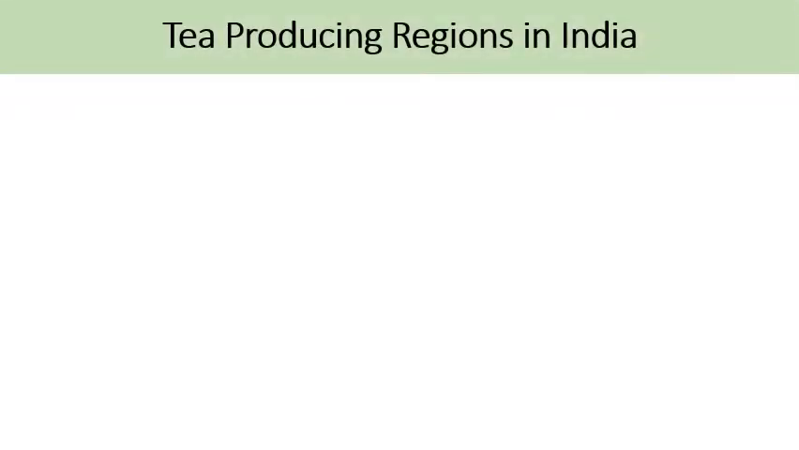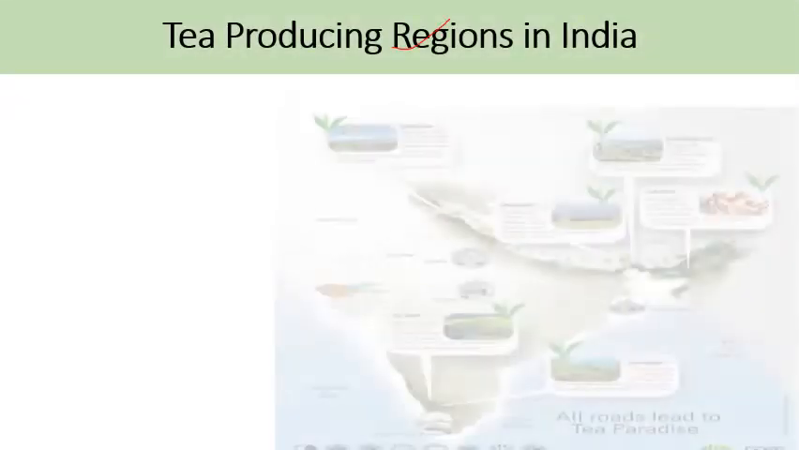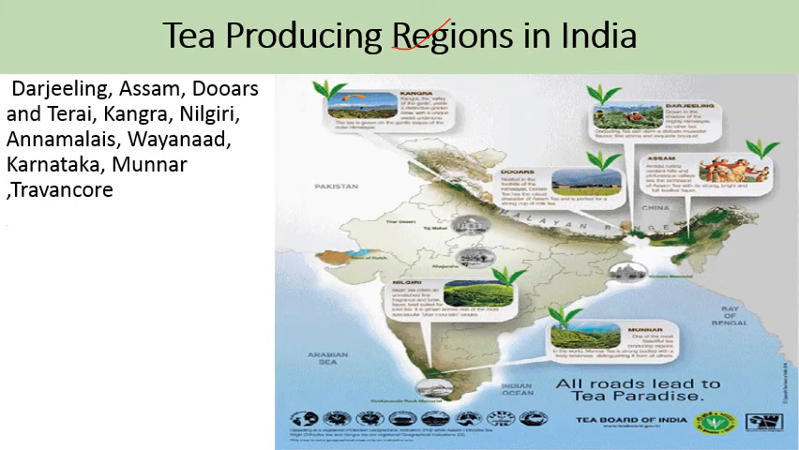Then we have some tea producing regions in India. Like we have Darjeeling, Assam, Dwars and Terai, Kangra, Nilgiri, and Annamalai Hills, Wayanad, Karnataka, Munnar, Travancore. So these are the various tea producing regions in India.